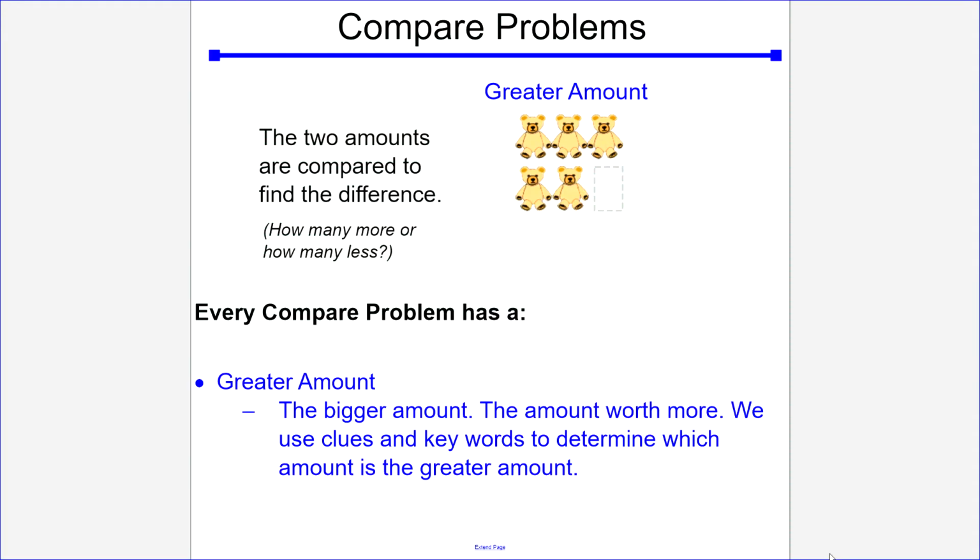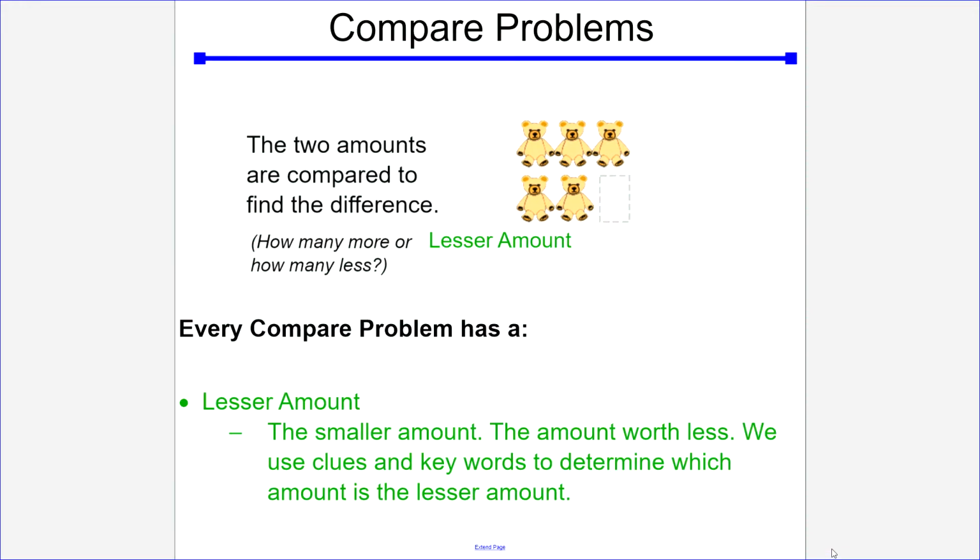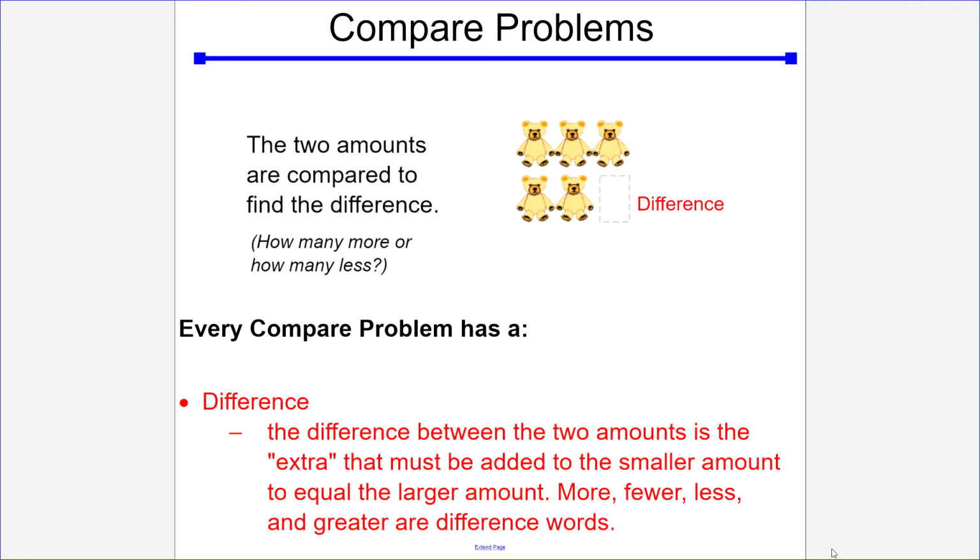All compare problems include a greater amount. It's the bigger amount, or the amount worth more. All compare problems also include a lesser amount. That's the smaller amount, or the amount worth less. And of course, all compare problems include a difference. The difference is the distance between the two amounts, and it is the extra that must be added to the smaller amount to equal the larger amount. You know that the difference is not a real amount like the greater amount and lesser amount. It is an imaginary amount. It's the distance between the greater amount and the lesser amount.